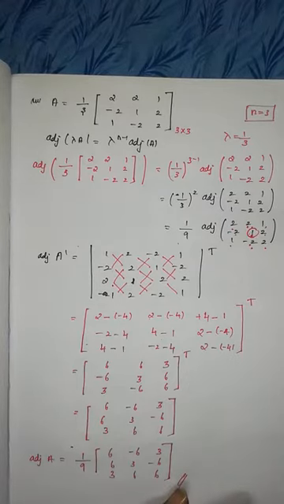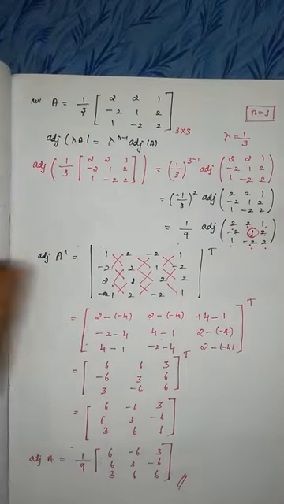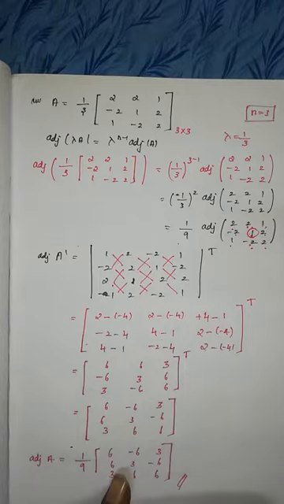So this is how to find the adjoint of the following matrices. I used the important result, which is adjoint of lambda A is equal to lambda power n minus 1 into adjoint of A. By using this result, we can easily limit the calculations. I'm going to move on to the second problem.